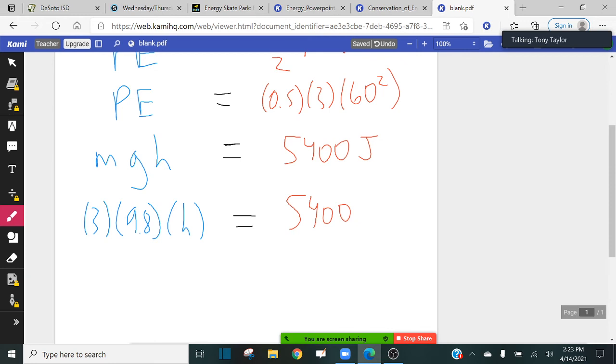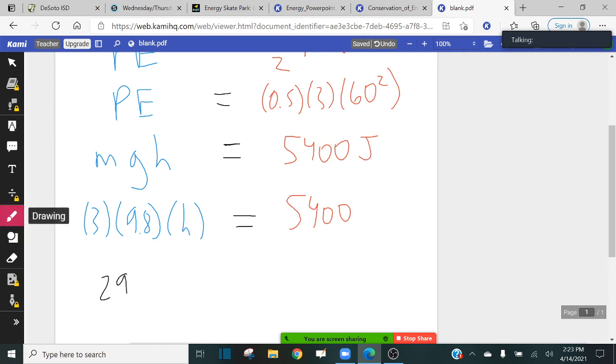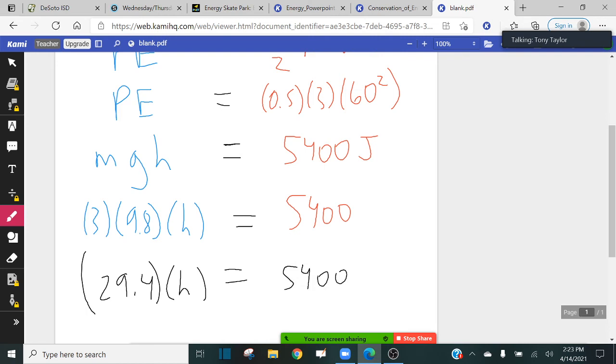Three times 9.8, that's... Guys, whenever y'all solve this equation for height, what do y'all get?